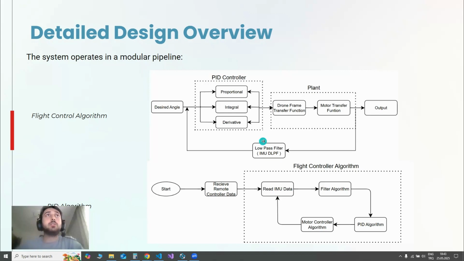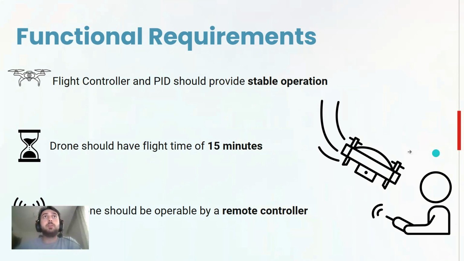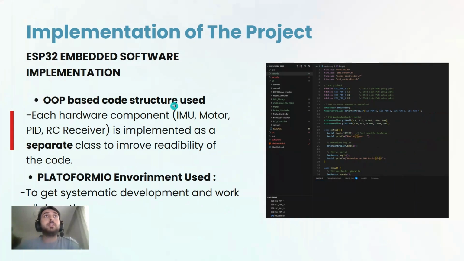Hi, I'm Ali, and I'll continue with the detailed design overview. In this part, we can see the flight control algorithm and the PID algorithm flowcharts here. The functional requirement is that our drone needs to have stable operation with a flight time of 15 minutes and be operable by remote controller. For the implementation of our project, we used ESP32 embedded software with an object-oriented programming-based code structure, and we also used the PlatformIO environment.